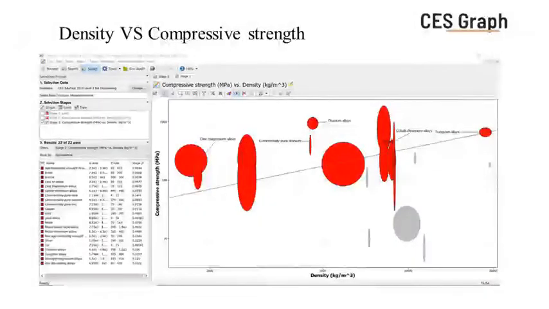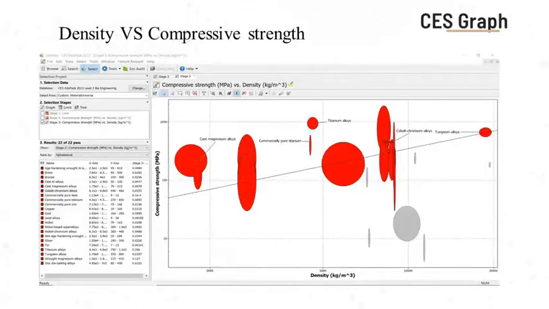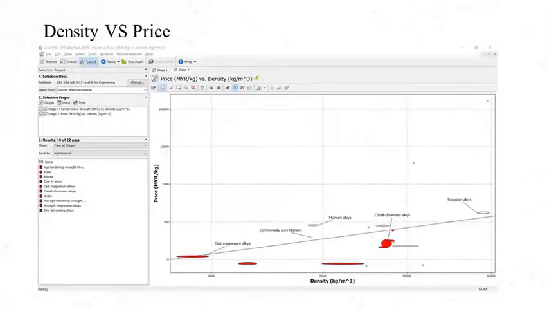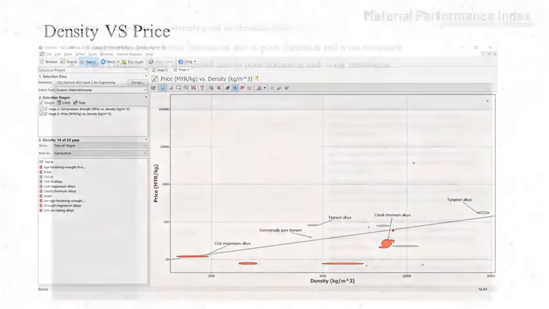In CES, we can use a gradient line to find the M1 and M2 for each of the materials we need. This is the graph of density versus compressive strength that we got from CES. This is the density versus price graph that we got from CES.